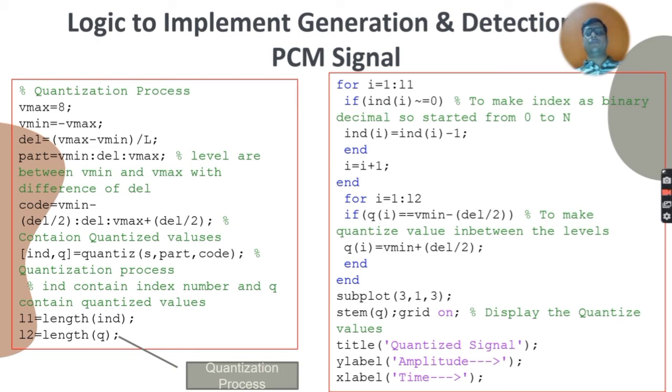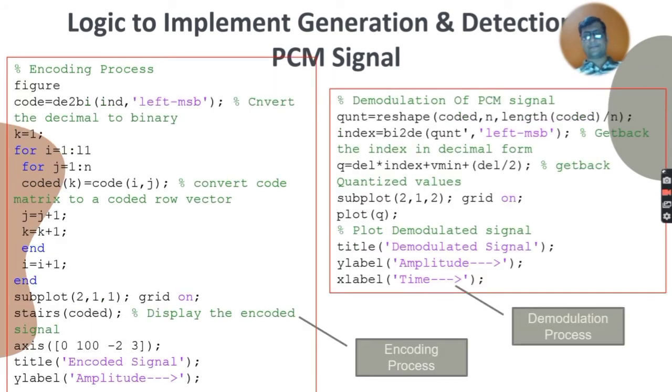You have to end this loop, subplot the value, you will get your quantized signal. So stem of Q, you will get your quantized value. Grid on, display the quantized value, title it, then label it with respect to X label or with respect to Y label. If Y label is amplitude, X label is time period.